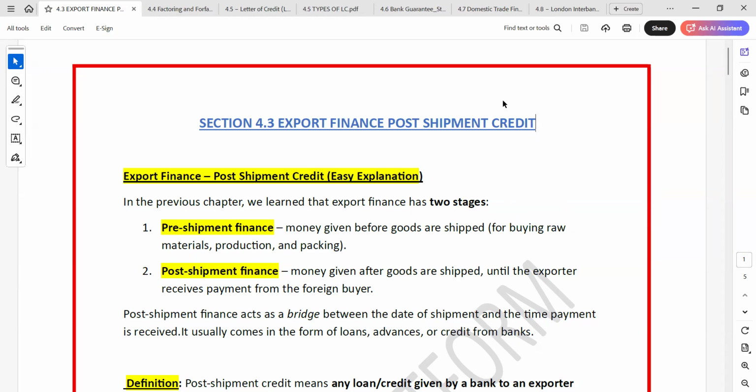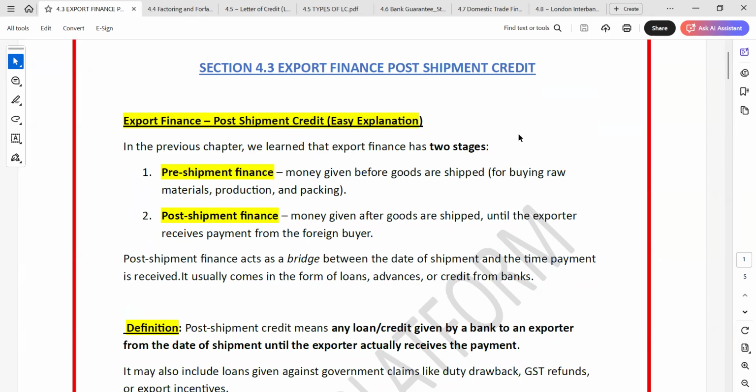So let's discuss. Already we have discussed this topic through the master directions of RBI, so you can also refer to that video because that will give you an insight into the RBI regulations related to post shipment credit. Okay, so here it is export finance post shipment.